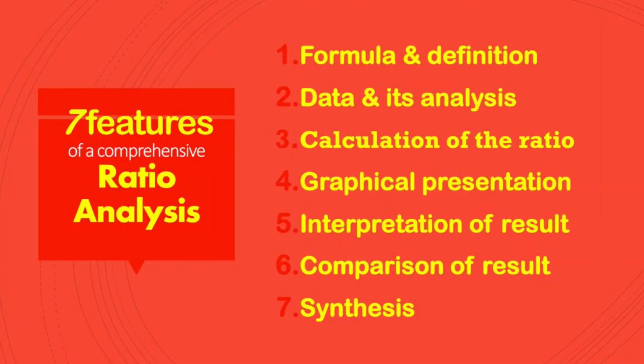If you have completed 6 features, the chances are that you are in the merit range. Yes, you should be able to get 60%, or between 60 to 70% marks in your coursework. The seventh feature of a comprehensive ratio analysis is the synthesis of all of the steps which we have taken so far. There is no formula to write this part. You will get a distinction if you actually do it well.